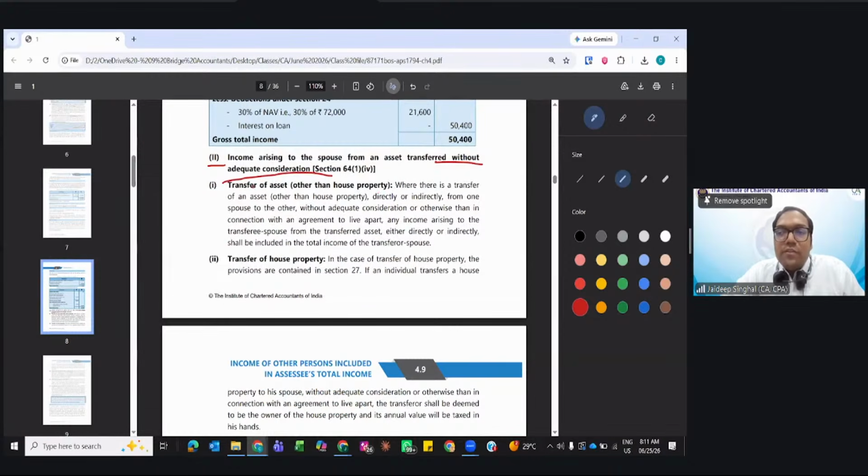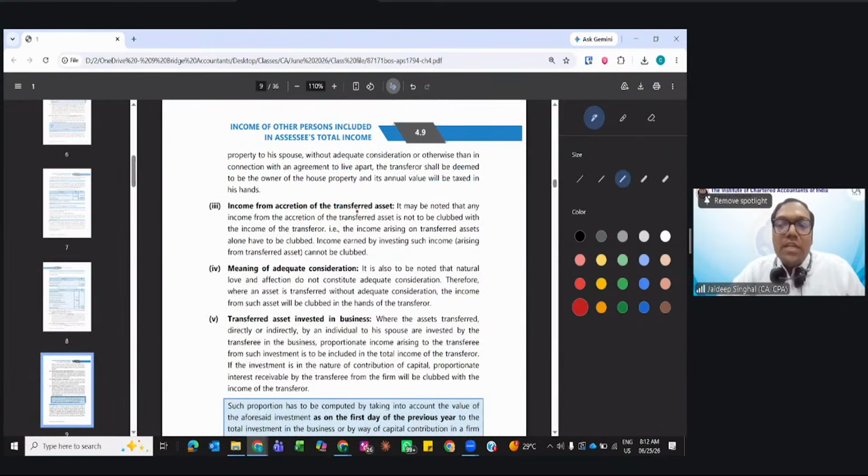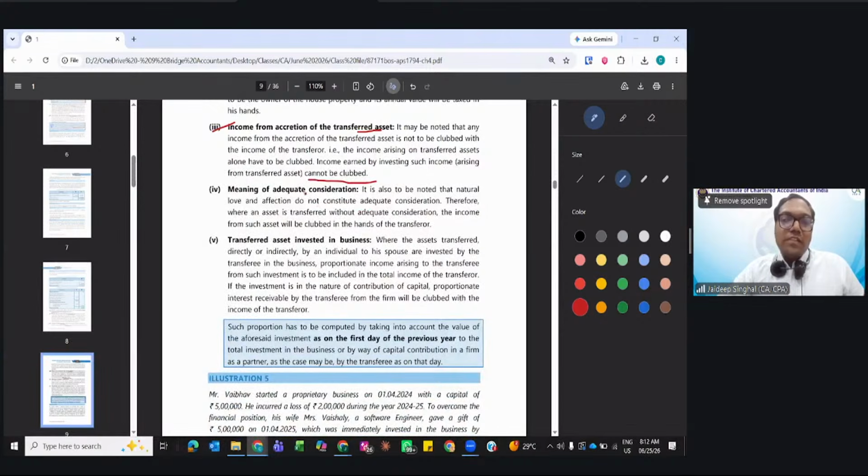Okay. So transfer of asset other than house property, we have discussed it will be clubbed. Transfer of house property is a concept of section 27, deemed owner. This also we have discussed. Income from the accretion of transferred asset, income on income, cannot be clubbed. And we discussed transfer of asset without adequate consideration. What is adequate consideration? If you give a gift out of natural love and affection, it is not adequate consideration. Clear? Is it clear till here?